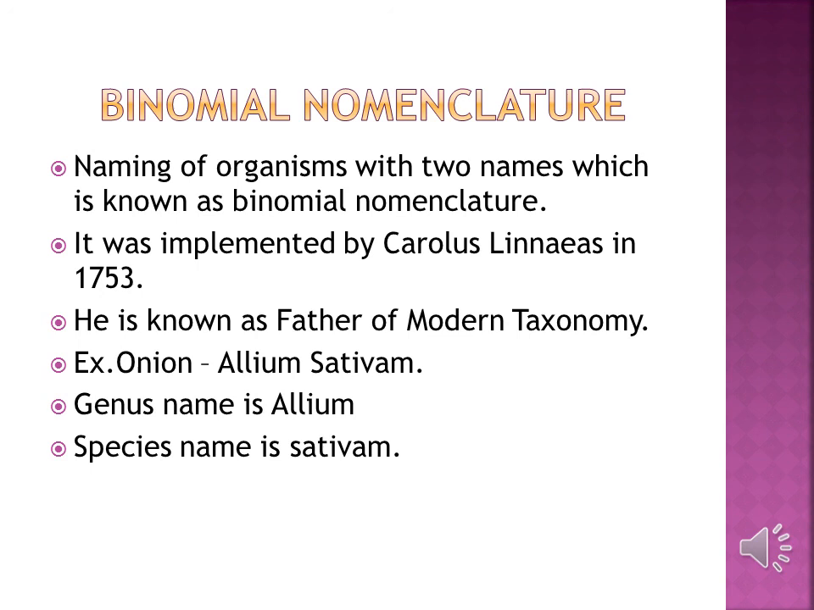Binomial nomenclature is a universal system of naming organisms. As per this system, each organism has two names. The first is the genus name and the second is the species name. The genus name begins with a capital letter and the species name begins with a small letter. For example, the nomenclature for onion is Allium sativum. Here the genus name is Allium and the species name is sativum.